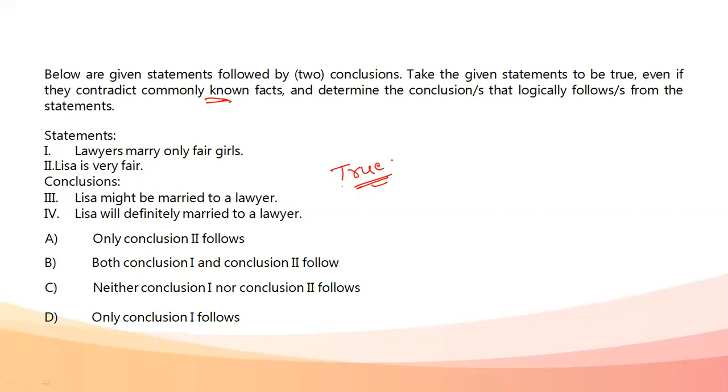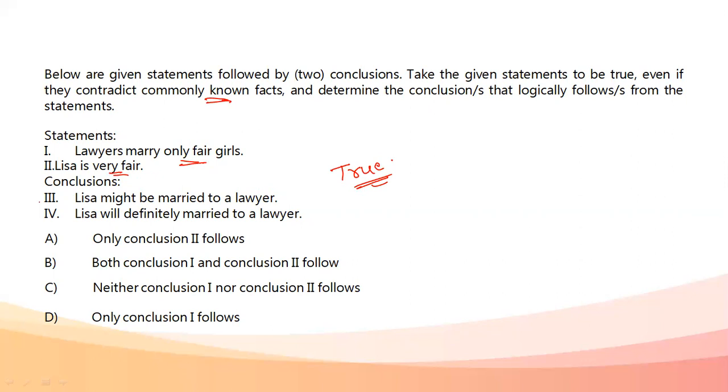First statement is lawyers marry only fair girls. And Lisa is very fair. These are the two statements. Conclusion is Lisa might be married to a lawyer. This is my first conclusion. Next conclusion is Lisa will definitely be married to a lawyer. This is my second conclusion.